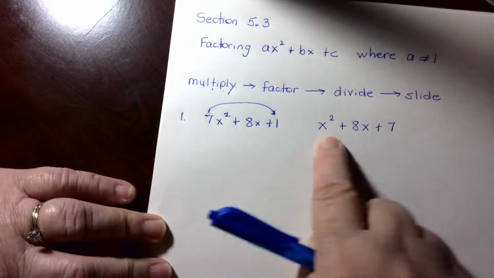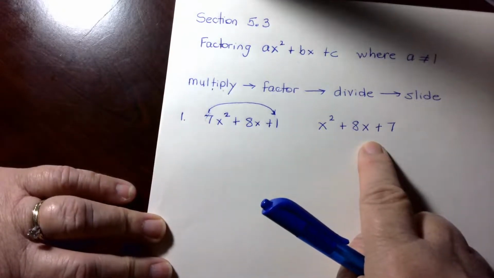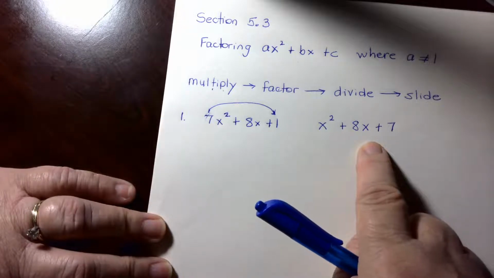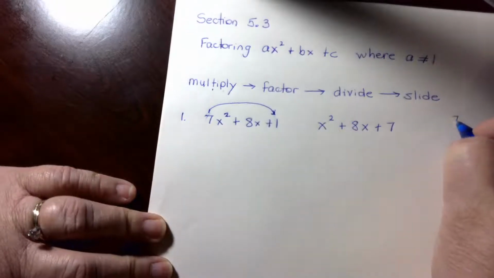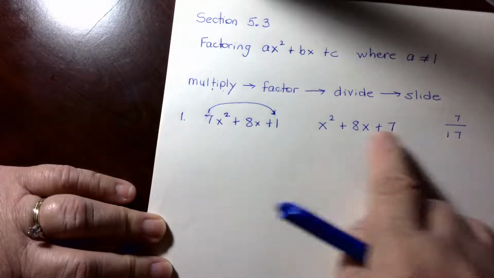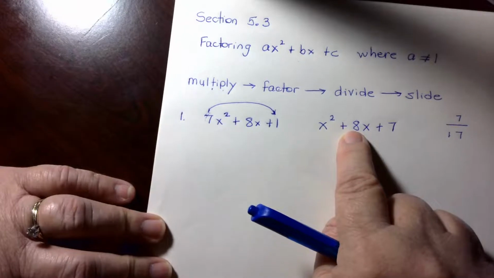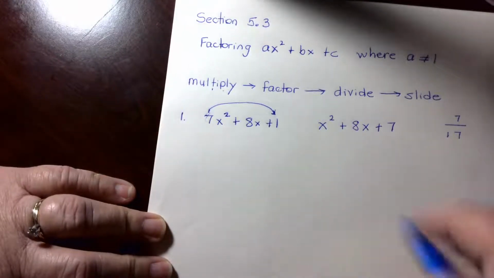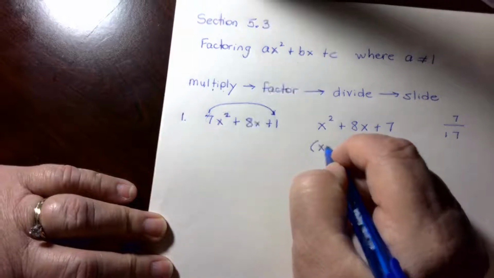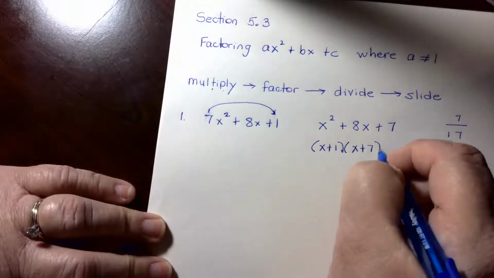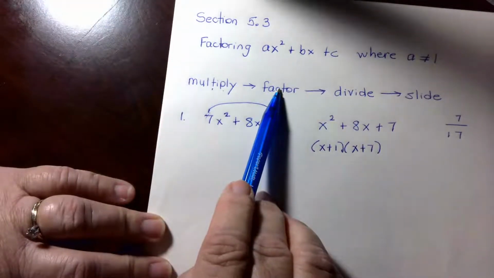Now we're going to factor this using the strategy that we did in section 5.2, which is looking at the factors of 7, find factors that will combine to give you 8. Well, obviously with 7, there's only 1 and 7. So we factor this as x plus 1 times x plus 7. So that's the factor step.